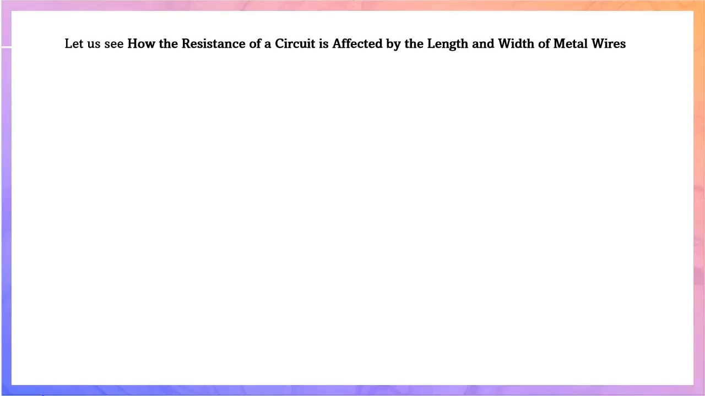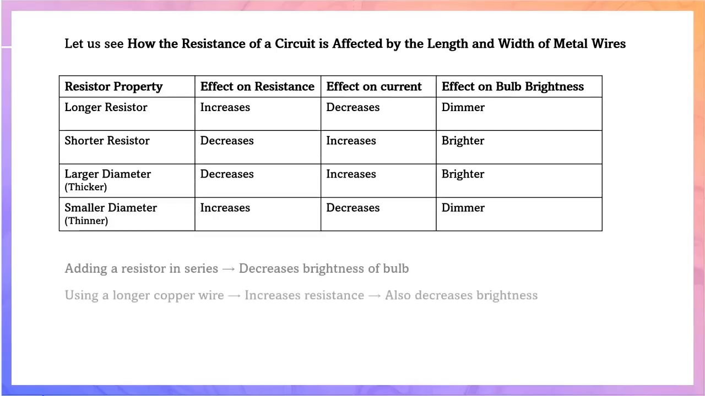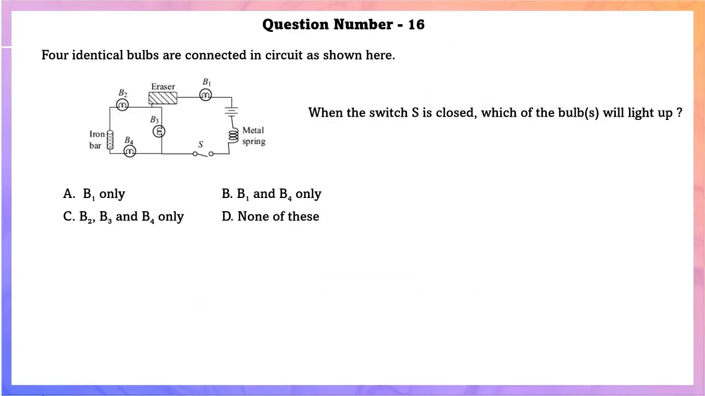Let us see how the resistance of a circuit is affected by the length and width of metal wires. Adding a resistor in series equals decreasing brightness of a bulb. Using a long copper wire is equal to increasing resistance and also decreases brightness. Keeping this in mind, let us continue with the other questions. Question number 16. 4 identical bulbs are connected in a circuit as shown here. When the switch S is closed, which of the bulbs will light up?